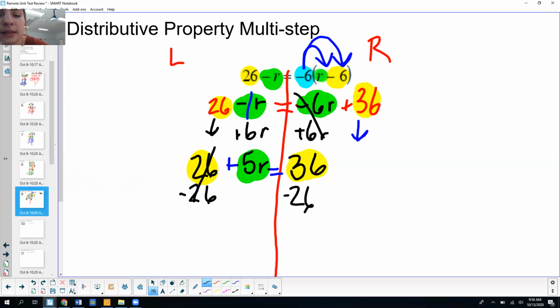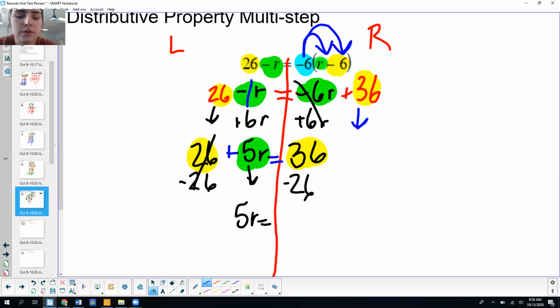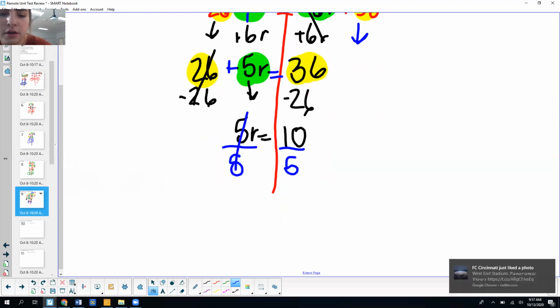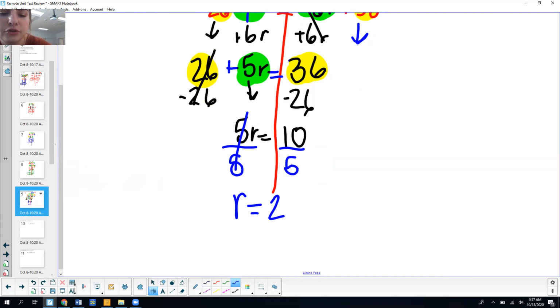26 minus 26 cancels. I'm going to go ahead and bring down 5r equals, and then 36 minus 26 is going to give us 10. If I've got 5r equals 10, I'm going to go ahead and get r by itself by dividing both sides by 5. 5r divided by 5 is going to give me r by itself. 10 divided by 5 gives me 2.